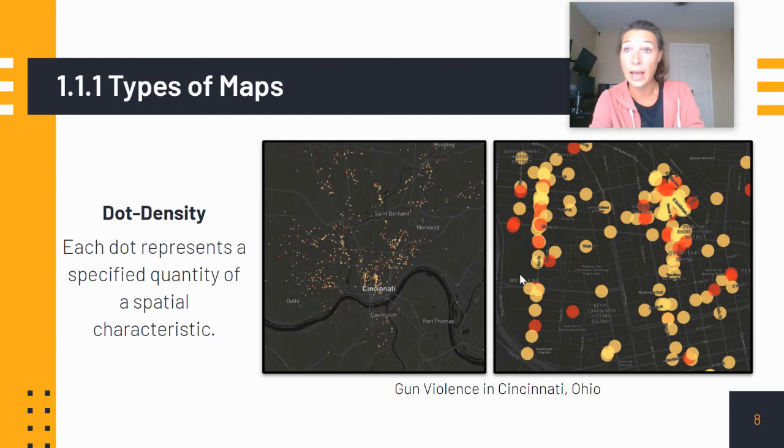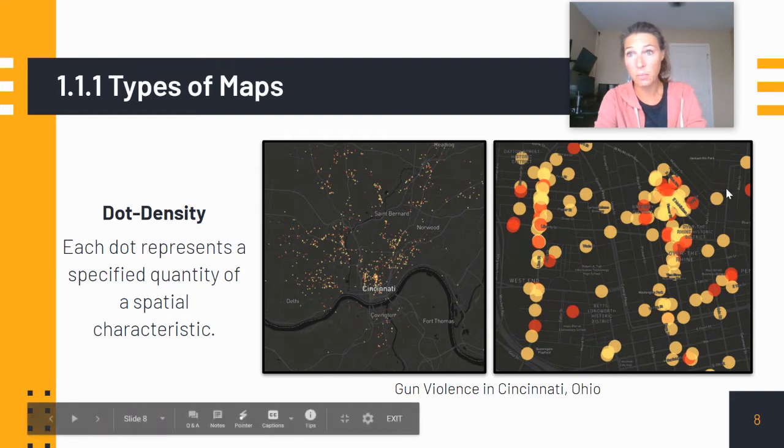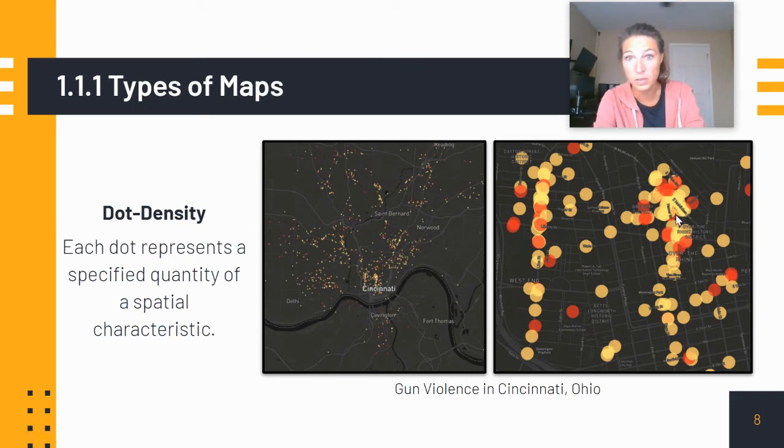Now you can change scale, and scale is a huge part of this class, but we'll get to that way at the end of this unit. This is what we call a small scale map, so there's less detail. And then as you get closer, this is a large scale map, so you're seeing more detail, and now you're getting more information about specifically what streets we're seeing most gun violence happening in this particular area of Cincinnati, right? So you can think of map scale like zooming in and out of a microscope.